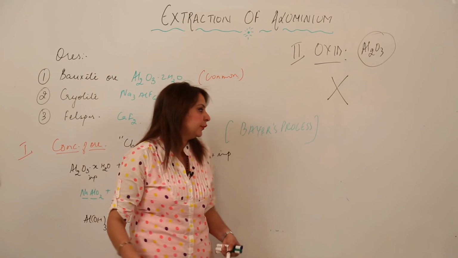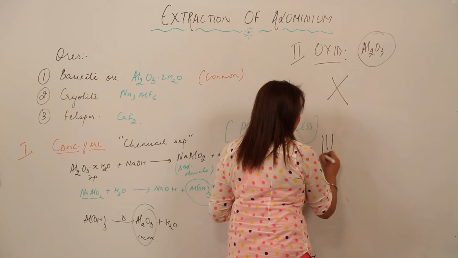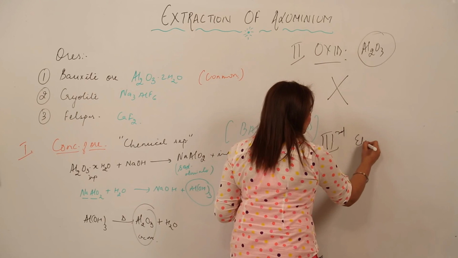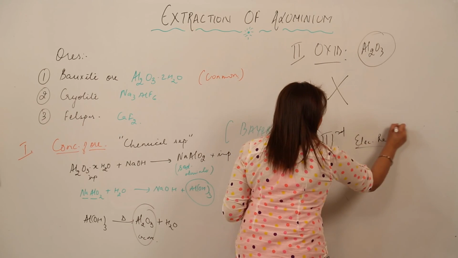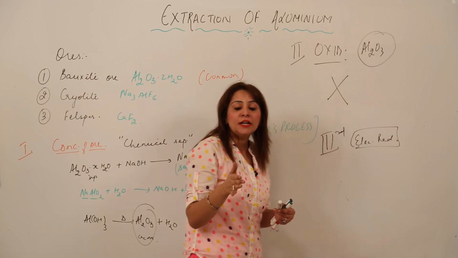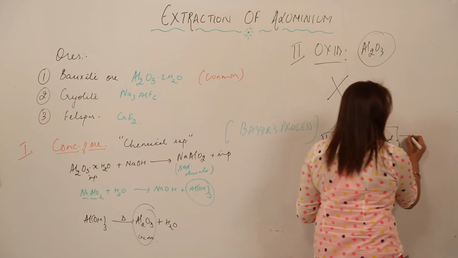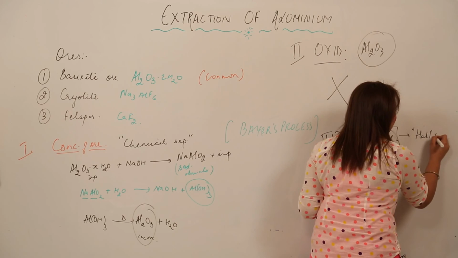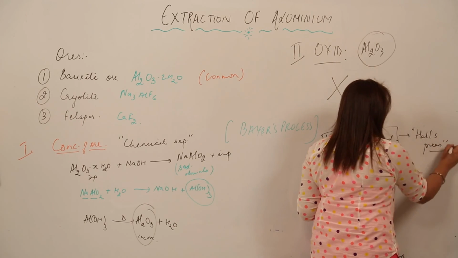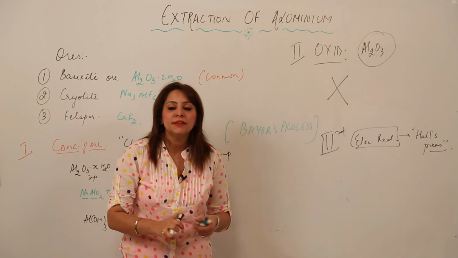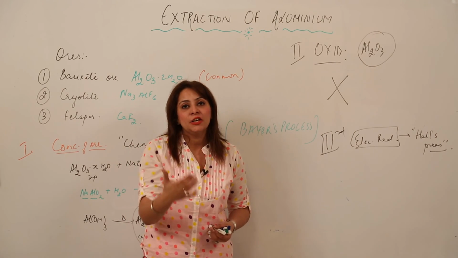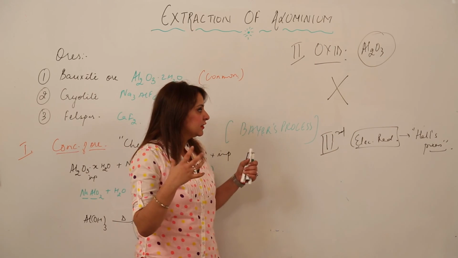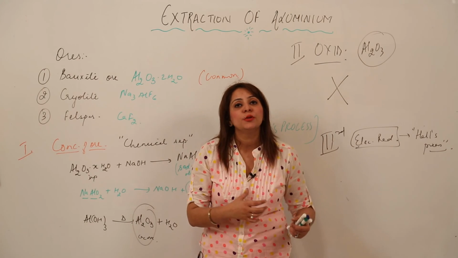So while doing the aluminium extraction, just mention that this step is not required because it is already present in the oxide form. Now the third step is electrolytic reduction, and in the case of aluminium it is given a special name, the Hall's process. In this, the reduction takes place by passing current, that is, electrolysis. Just look at the board to see how electrolytic reduction takes place.